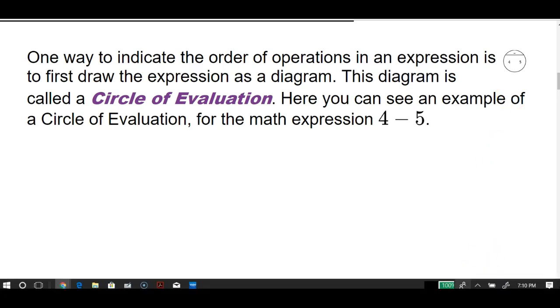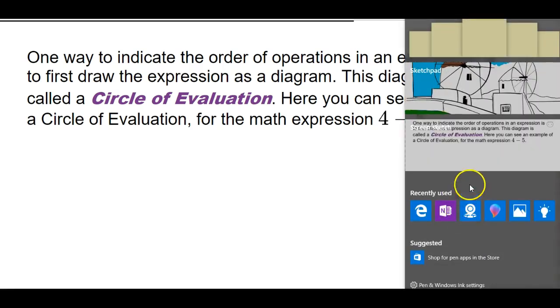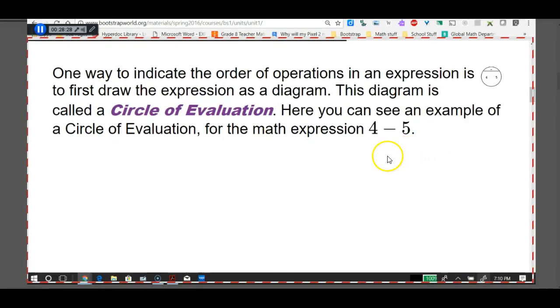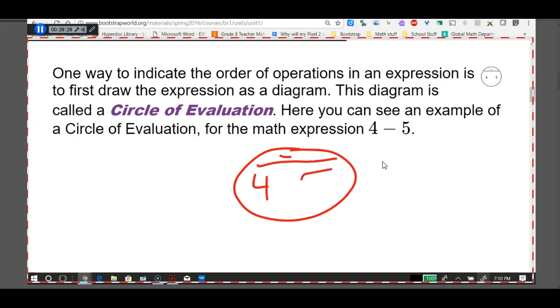Let's see if I can draw here on the screen real quick. I don't know if this is going to work or not. So I want to do the minus sign. I'm going to make a circle, and then I'm going to put a minus sign on top, and then I put 4 on the left and 5 on the right. So hopefully you've been able to see that. Yeah, it looks like you can see that there. So that's good. So 4 minus 5 is one way for me to be able to do this.